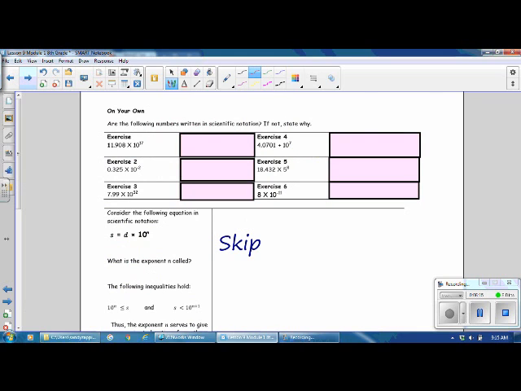On your own, are the following numbers written in scientific notation? If not, state why. Pause the video and do exercises 1 through 6. Resume the video when you're ready.